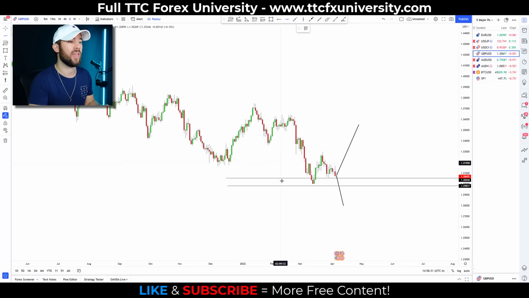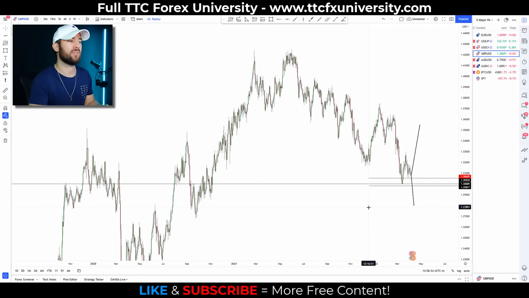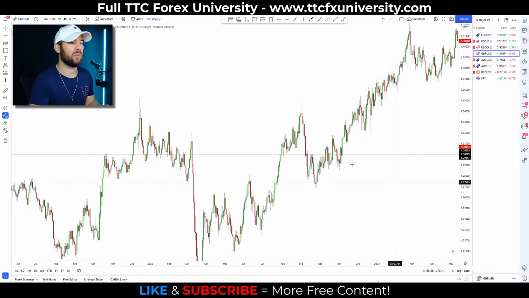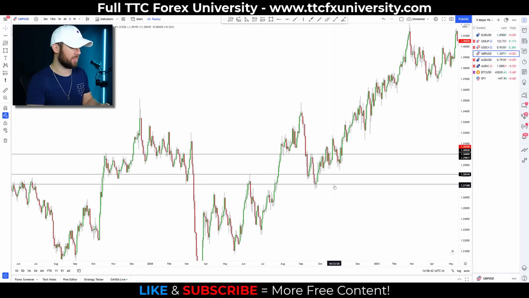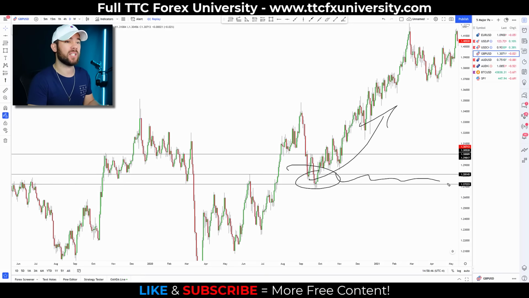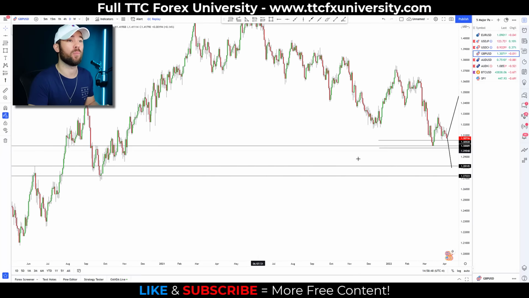Let's put a horizontal line there. Look left, look down. The next area we see that is a low, the one I'm going to pay attention to is this one right here. We have this big area that price used as support, pushing the market higher. So this is where I would expect price to come down to before pulling back.